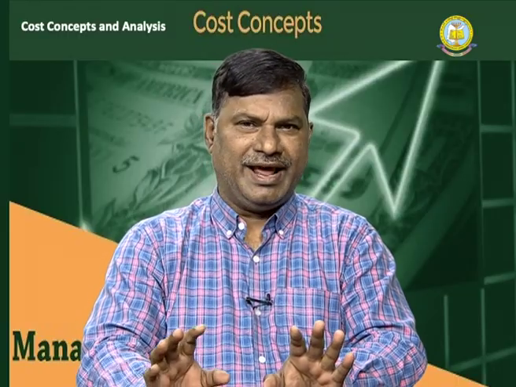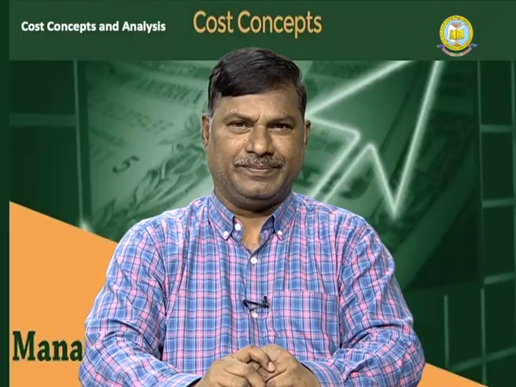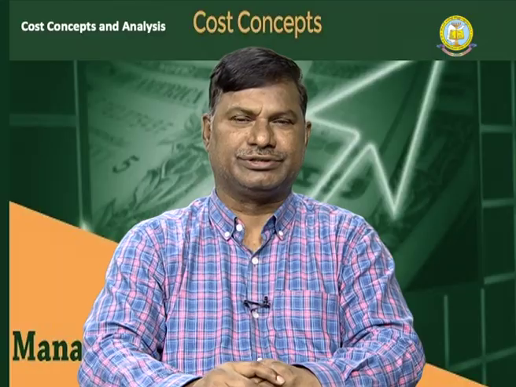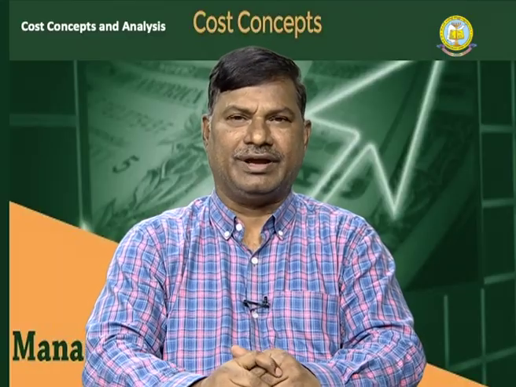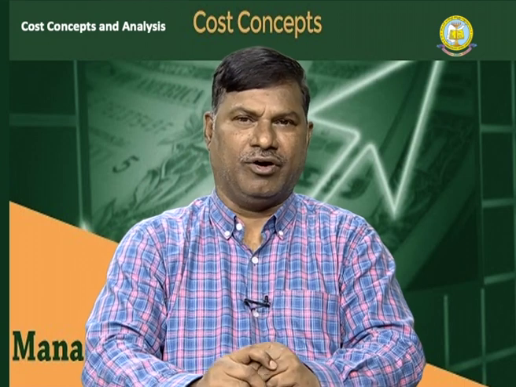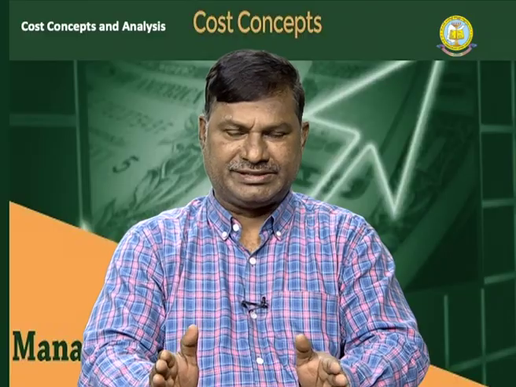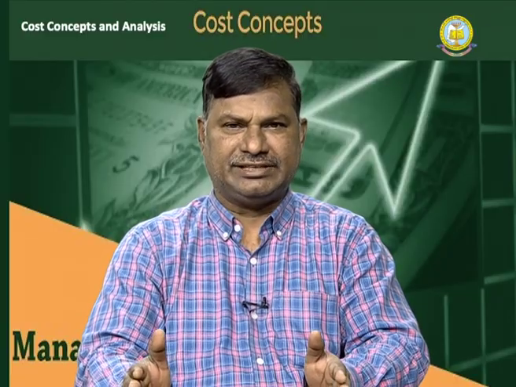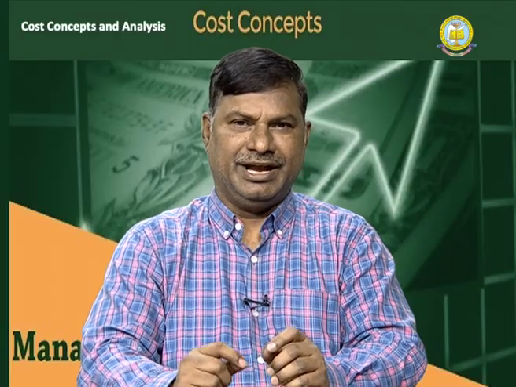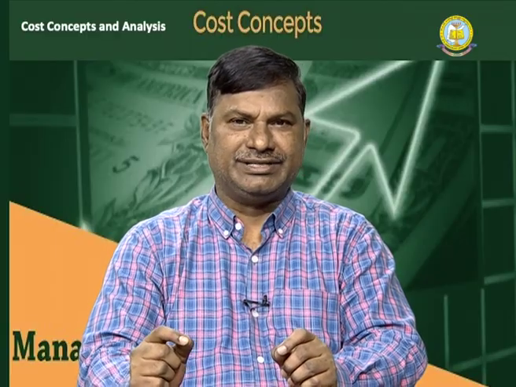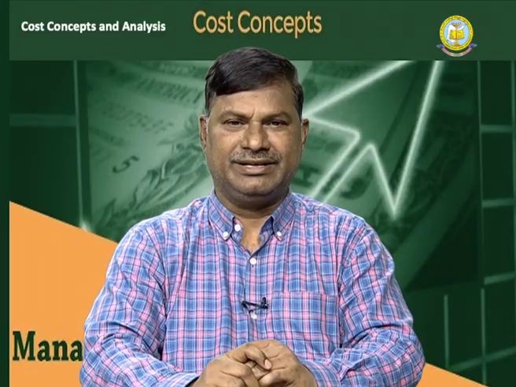Now when I say it is fixed, it is fixed up to 200 units only. If I had to produce 210 units, then I may have to employ another staff member or another foreman or workman. So fixed costs are fixed irrespective of the volume of output, but only up to a certain level of output, just like we have seen with the salaries.